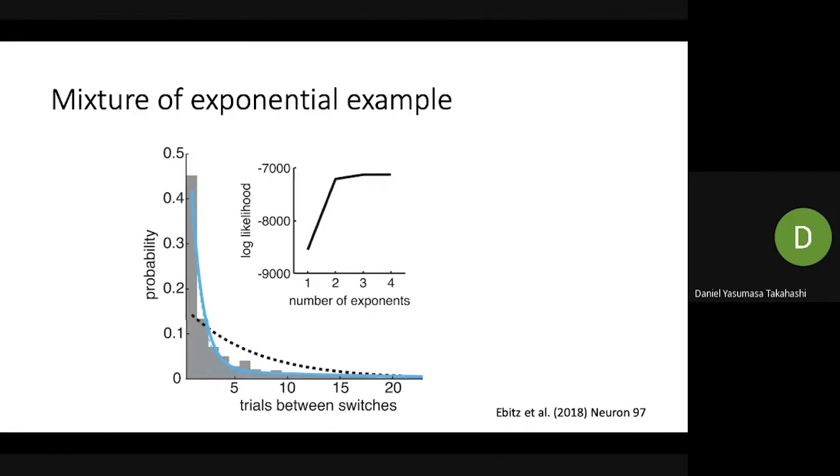I'm not saying that our model explains whatever is here, but it suggests that it seems to be in a similar direction, where the final behavior that we find will be something like a combination of exponential distributions with different parameters.